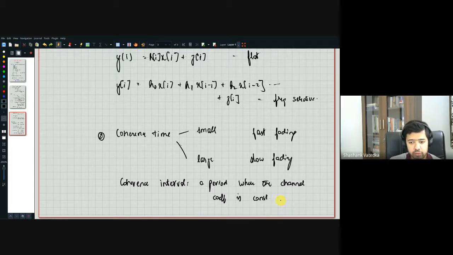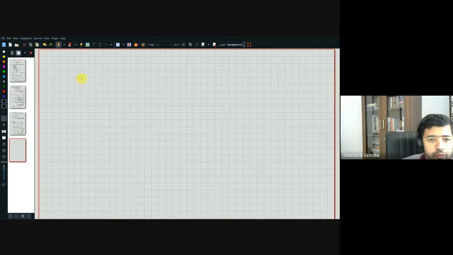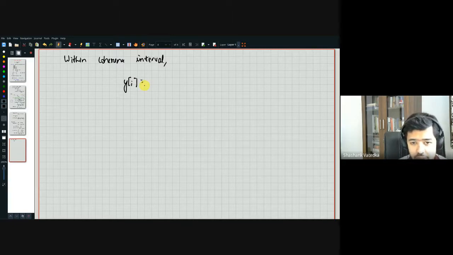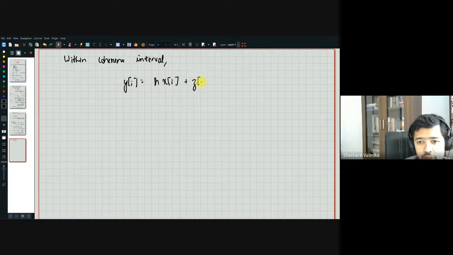Right? So within a coherence interval, we have y of i equal to, again, if the channel is, let's say, frequency flat, then y of i equal to h times x of i plus z of i, where within a coherence interval h is going to remain constant.